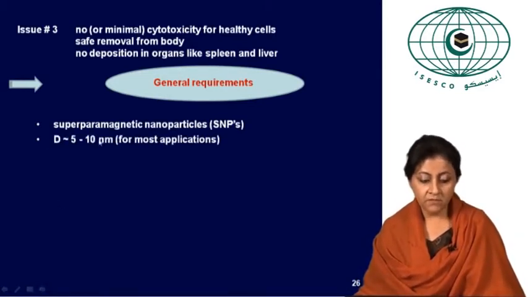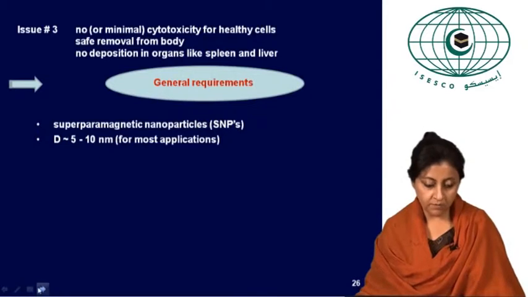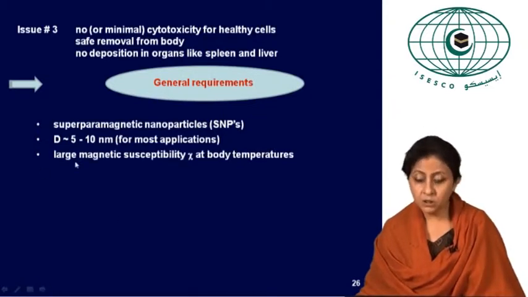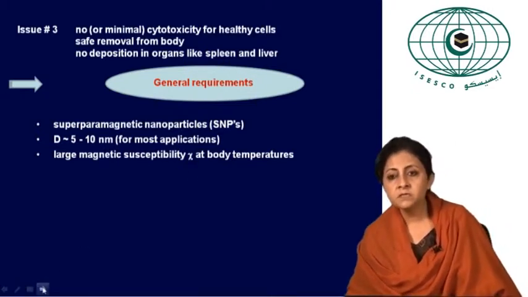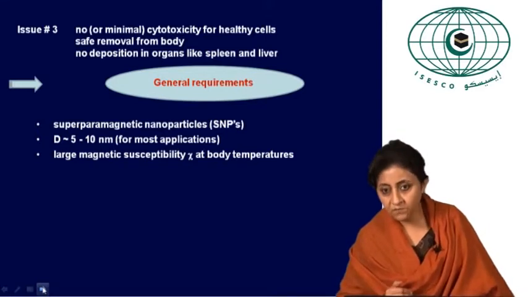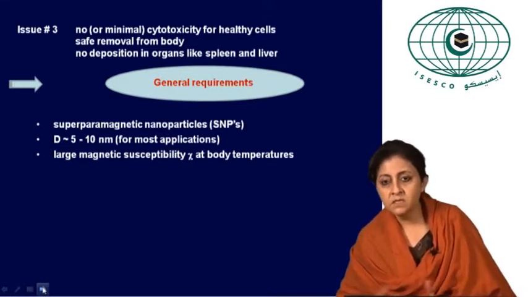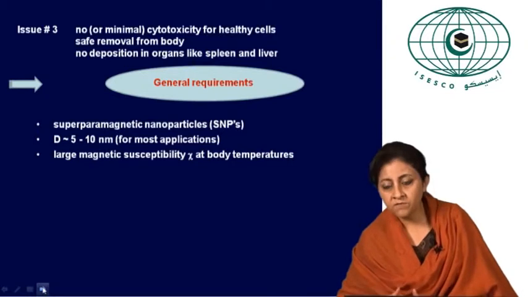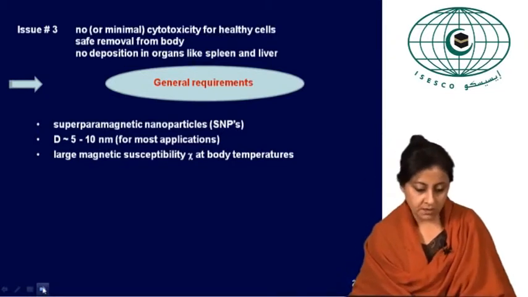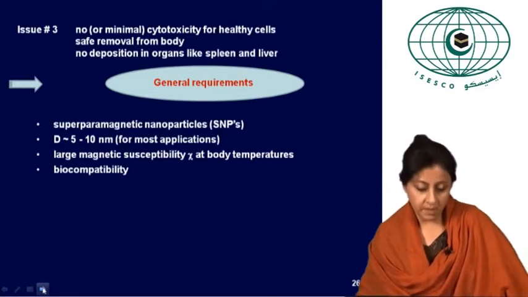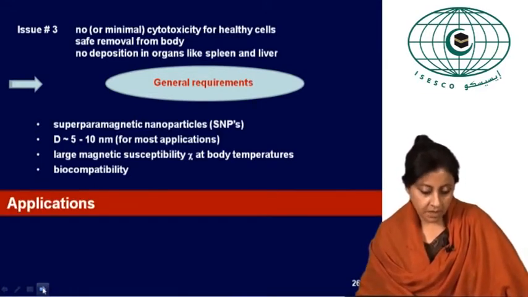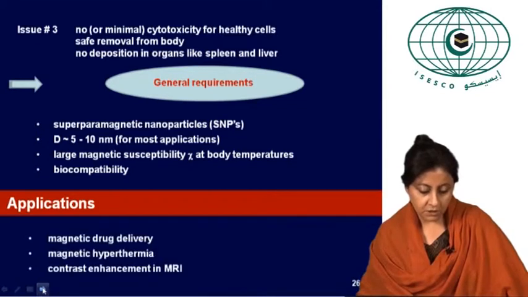They have a diameter of 5 to 10 nanometers, which is suitable for most applications. What is required is a large magnetic susceptibility at body temperatures. Susceptibility is the ratio of magnetization and magnetic field. So a large susceptibility simply means that in a given magnetic field, a large magnetization is to be produced. And of course, last but not least, they should be biocompatible. The applications that we'll be looking at are magnetic drug delivery and magnetic hypothermia.